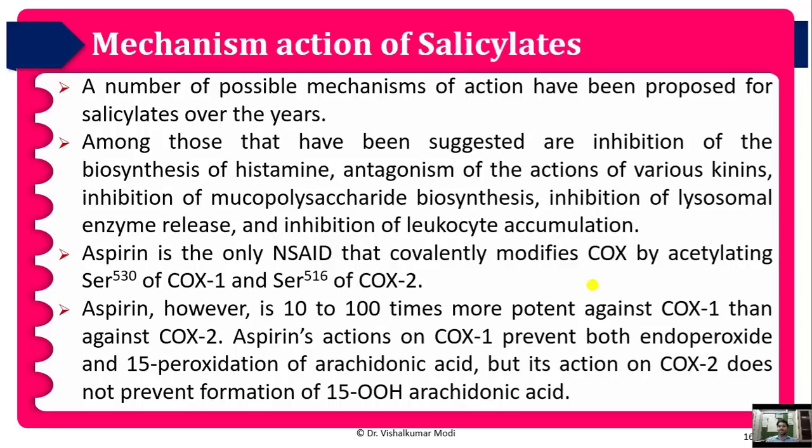Aspirin is the only NSAID that covalently modifies COX by acetylating serine 530 of COX-1 and serine 516 of COX-2. These 530 and 516 are the positions of the amino acid in the enzyme. Aspirin, however, is 10 to 100 times more potent against COX-1 than against COX-2. Aspirin's action on COX-1 prevents both endoperoxide and 15-peroxidation of arachidonic acid, but its action on COX-2 does not prevent formation of 15-peroxidation of arachidonic acid.